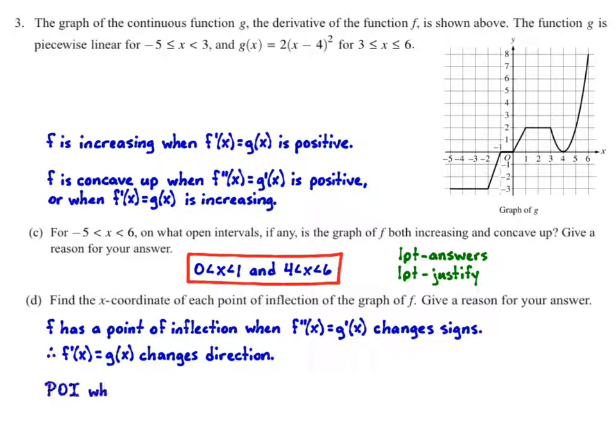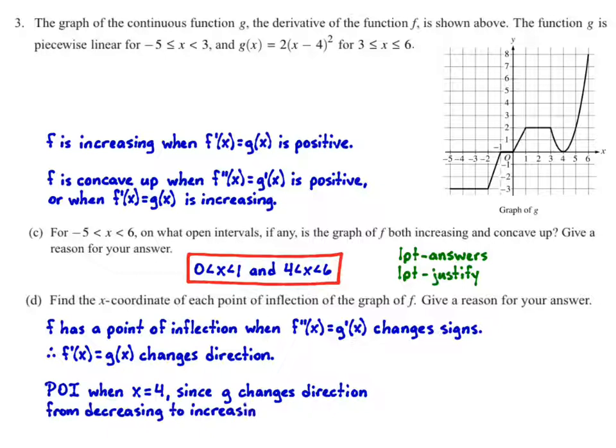So we're going to say that there's a point of inflection when x equals 4, since f prime, which equals g, changes direction from decreasing to increasing. Now, as far as points go, you're going to get 1 point for your answer, and then 1 point for your justification. And please make sure that your justification is in respect to g. All right, that wraps up the questions dealing with graphs.